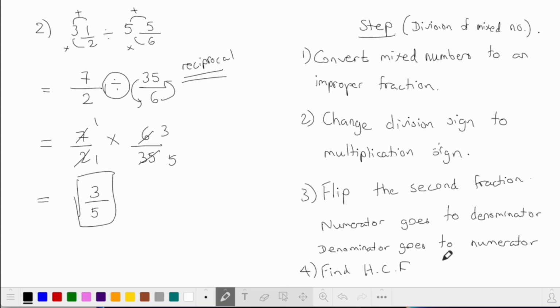I hope it makes sense for you to calculate multiplication and division of two mixed numbers, or even more mixed numbers. If you have any questions, feel free to comment down below.